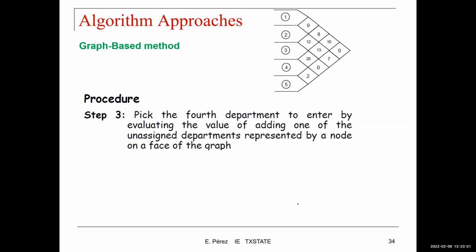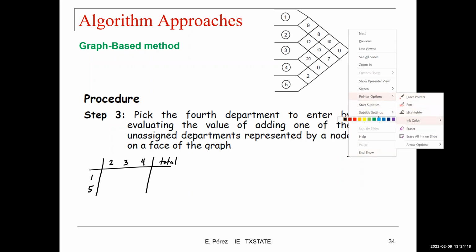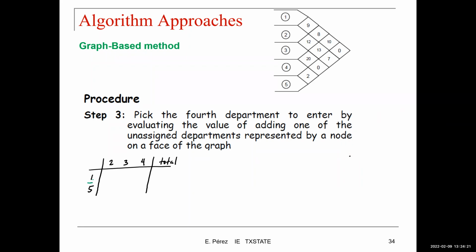Now we have 1 and 5. And the departments that are already in the graph are 2, 3, and 4. We have the total. Okay. So between 1 and 2, this is a 9. 1 and 3, got an 8. And 1 and 4, we have a 10. This is 27.